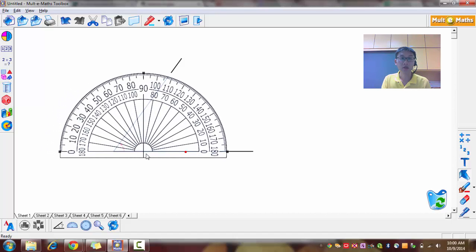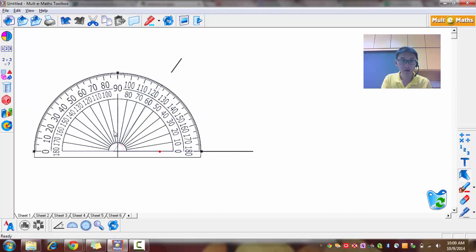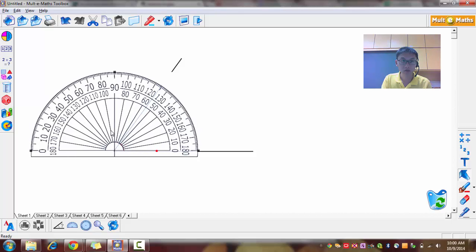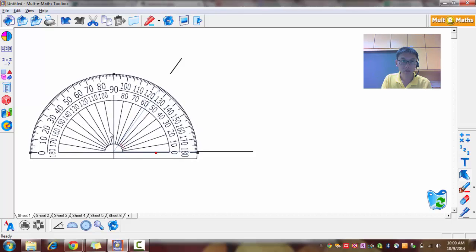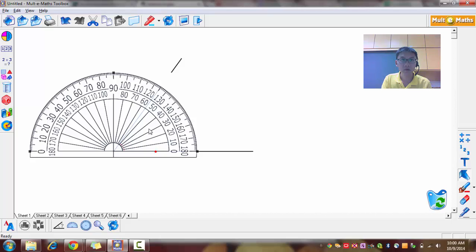Now the second thing you need to remember is this cross here, the plus here. The point where this cross meets must touch the point where the two lines meet. So they must go together. So what I do is I'll drag my protractor here. From there I can read my angle.